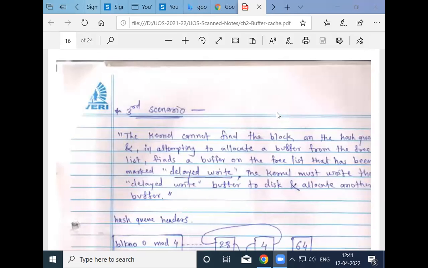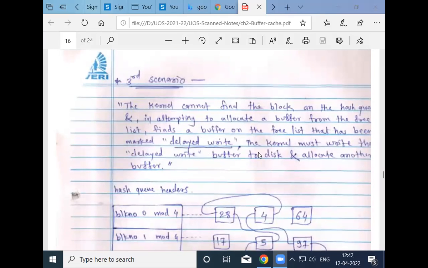The statement is: the kernel cannot find the block on the hash queue, and in attempting to allocate a buffer from the free list, finds a buffer on the free list that has been marked delayed write. The kernel must write the delayed write buffer to disk and allocate another buffer. Note down the statement. Third scenario.